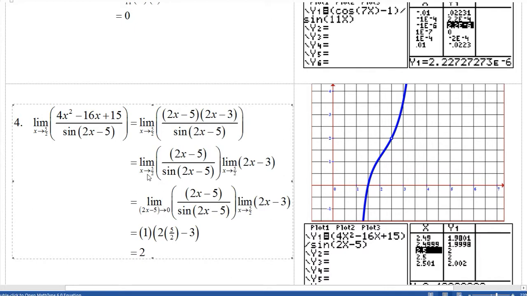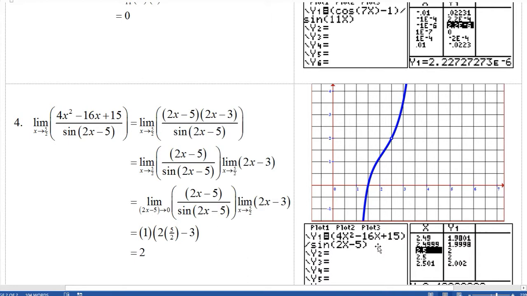Now, here, as x goes to 5 halves, notice that 2x minus 5 is going to go to 0. So this is like t over sine t, where t goes to 0. That limit is 1. And of course, this linear function is just continuous, so we can just plug in the 5 halves in place of x there. The 2's cancel here, so we get 5 minus 3 is 2, times that 1 is 2. So the limit is, in fact, 2. So 5 halves, 2, or 2.5, 2, is a hole in the graph right there. You can see it in Graphmatica.